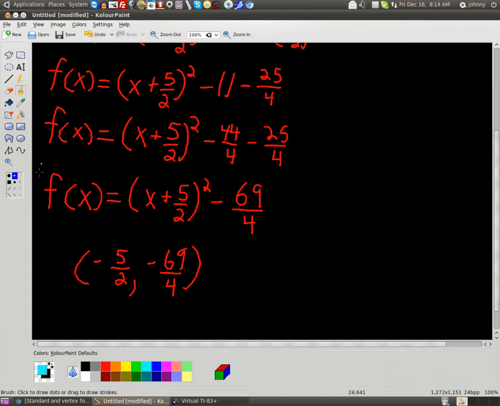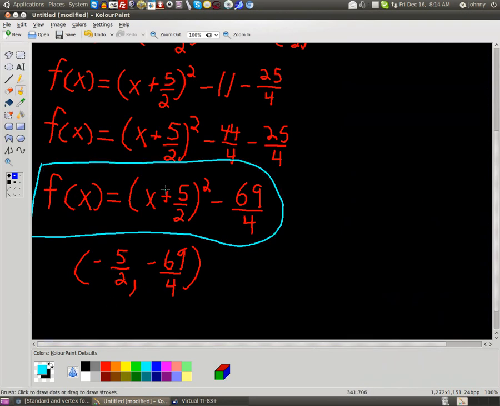I'll use my bright colors to box in my answer. This is the vertex form. And you can see now how we get the vertex from the vertex form. Whatever is inside of here with the x, just take the opposite of it. And then whatever is on the outside for the y, that's what you use there.